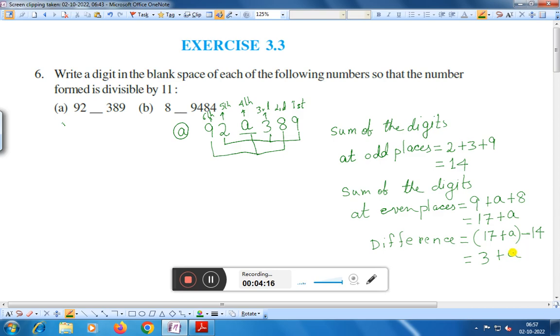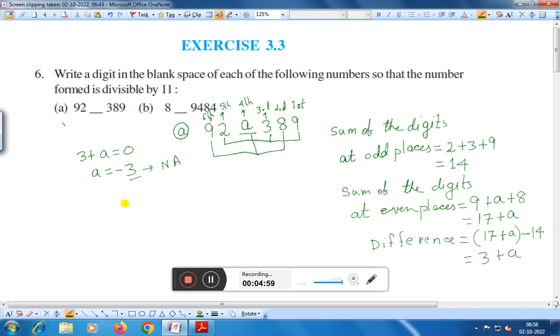Right? Now what is the divisibility rule? The divisibility rule is that the difference should be either 0 or a multiple of 11. Suppose we take this as 0, that is 3 plus a is equal to 0. It should be either 0 or a multiple of 11, right? That means the value of a is equal to minus 3. But minus 3 is not applicable in this case. We cannot put minus 3 here.